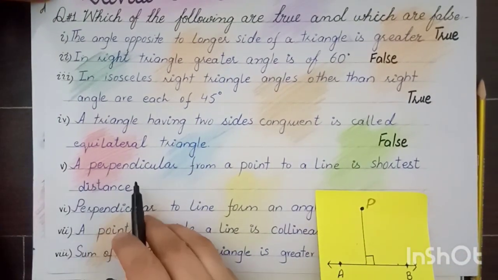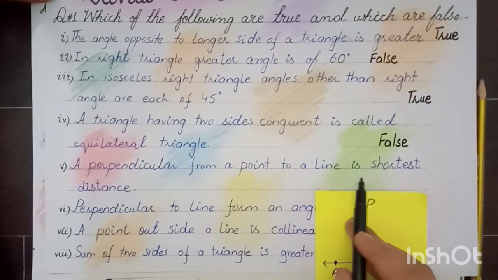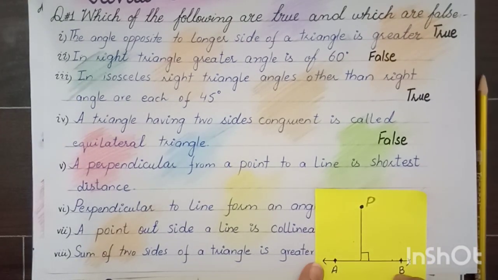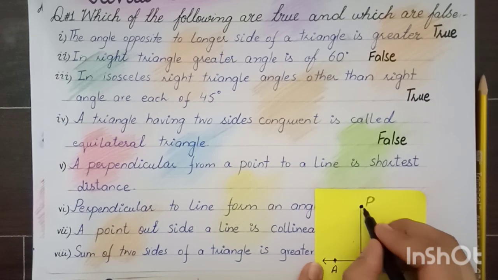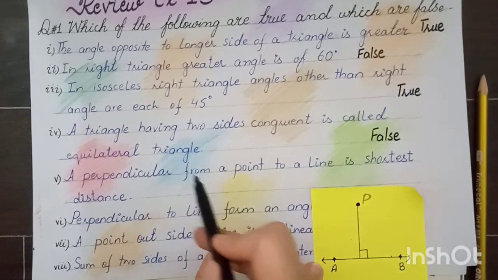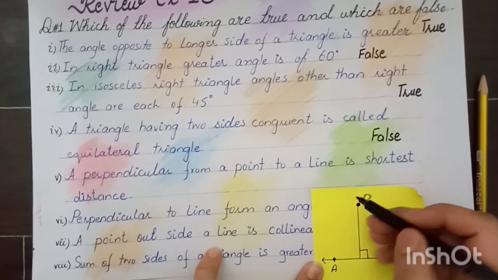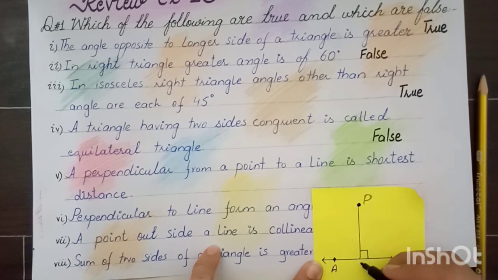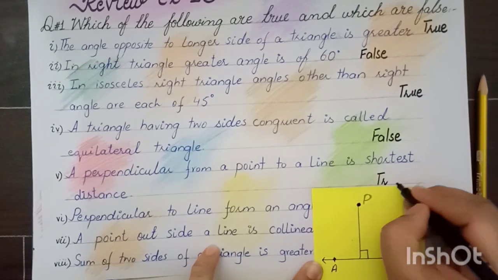My next point is, a perpendicular from a point to a line is the shortest distance. We have to discuss it through the diagram. I have to take one point P. P is the point outside the line, and this is the line AB. He said a perpendicular from a point to a line. This distance is called the shortest distance. Yes, this is true. This is the shortest distance between a point and a line.